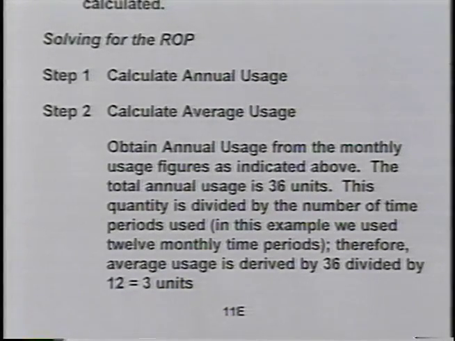So the first thing we do on solving for order point in step 1 is to calculate annual usage. If we added up the individual monthly usages on the previous page, we would have a total annual usage of 36. Since there are 12 planning periods in the exhibit on the preceding page, we divide 36 by 12, and therefore the average monthly usage is 3.